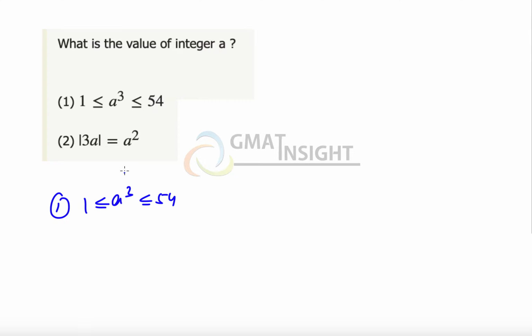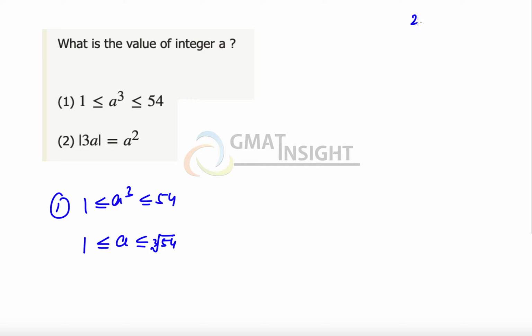Understand one thing: when we take an odd exponent, the sign of the variable does not change. That means a must be positive for this condition to be true. When we take the cube root of this entire inequality, we have 1 here, and the cube root of 54 here. The cube root of 54 can always be approximated.